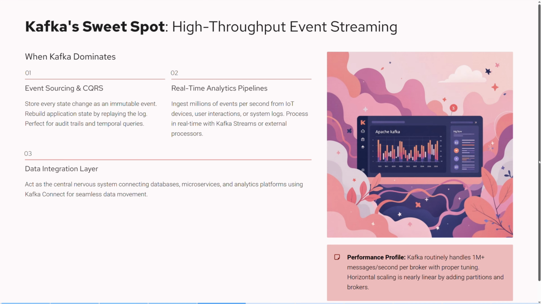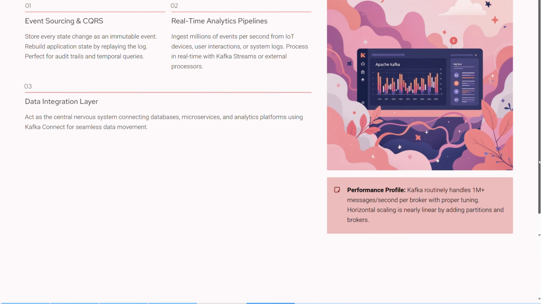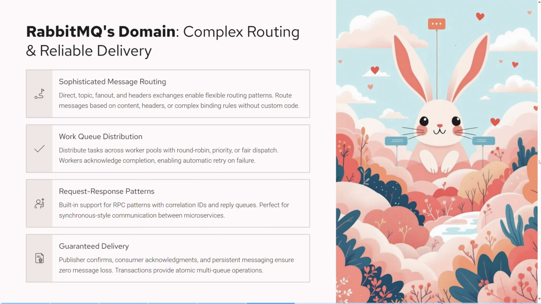Another area where Kafka dominates is real-time analytics. Kafka can ingest millions of events per second from sources like IoT devices, application logs, or transaction systems. These streams can then be processed in real time using Kafka Streams or other processing frameworks. With Kafka Connect, enterprises move data between databases and data lakes with minimal custom code. With proper tuning, Kafka handles over 1 million messages per second and scales linearly by adding more brokers and partitions.